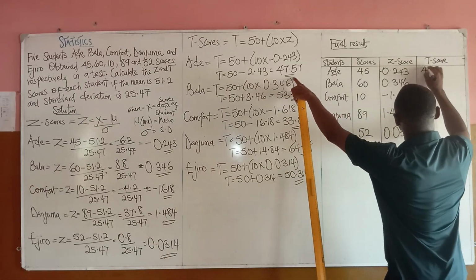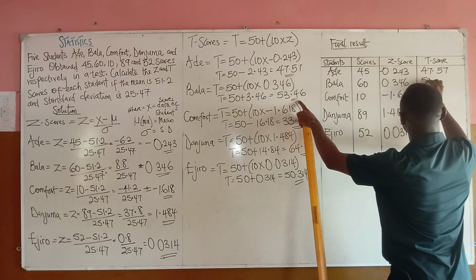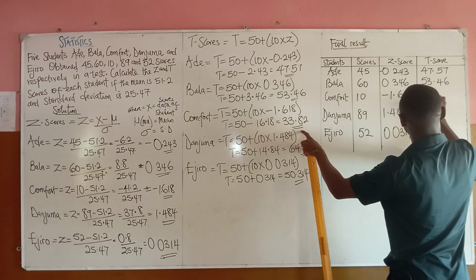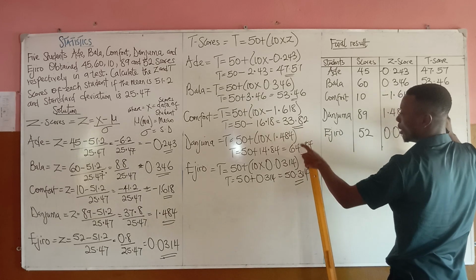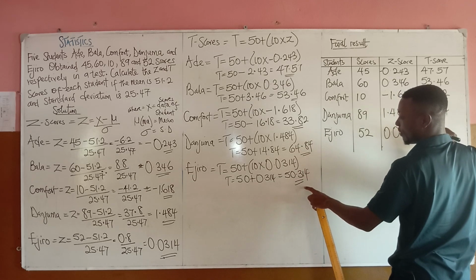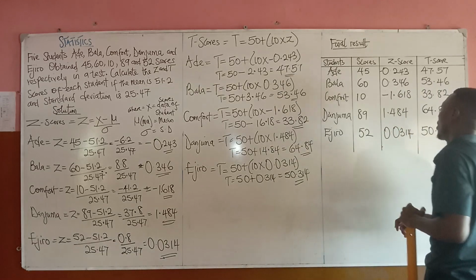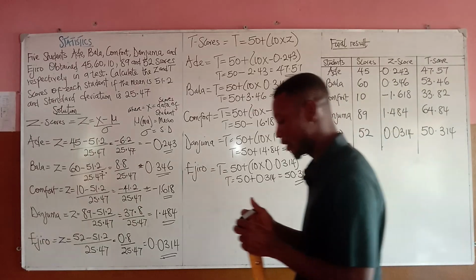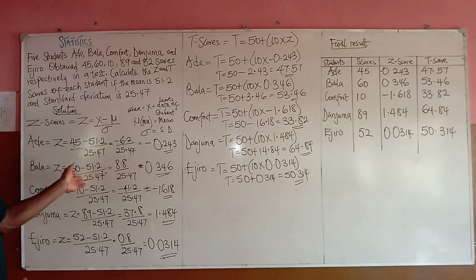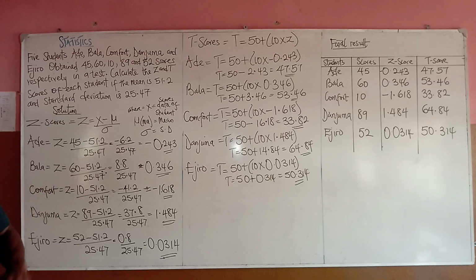Then I go to their T scores. Ade got 47.57. Bala got 53.46. Comfort got 33.82. And Danjuma is 64.84. And then finally A0 got 50.314. Now that brings us to the end of our calculation because we've been able to ascertain our Z score and our T score.